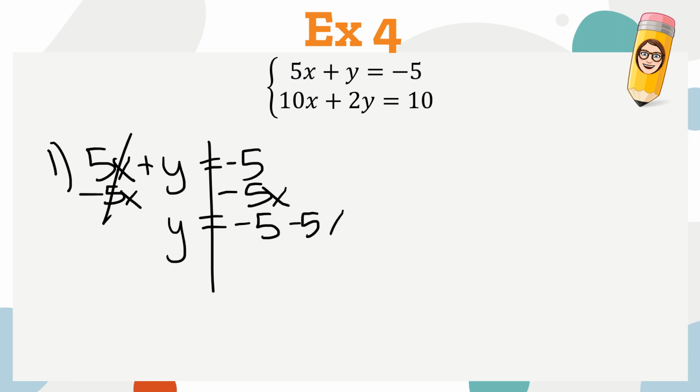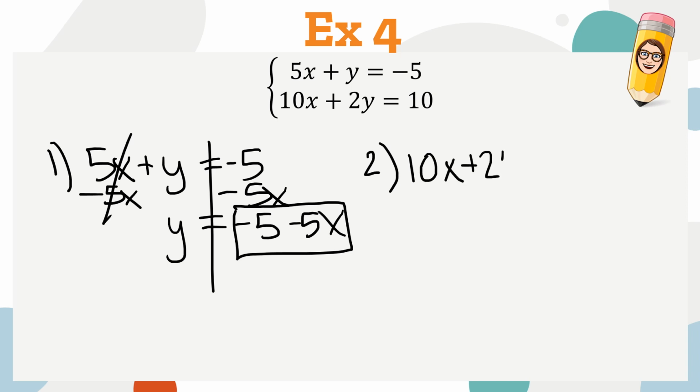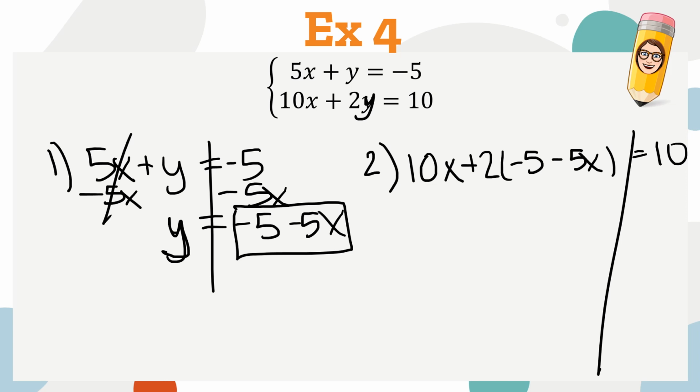Let's draw our box. Step 2. Instead of y, we're going to draw parentheses because it's y equals y. I'm going to change the y to a negative 5 minus 5x. I'm filling in my box. Next step, we're going to distribute.